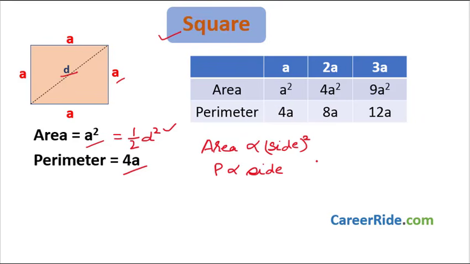Now how does it convert into the questions? How are questions asked from this? They would ask you that if the side of a square becomes say twice or it becomes tripled, what is going to be the effect on the area?